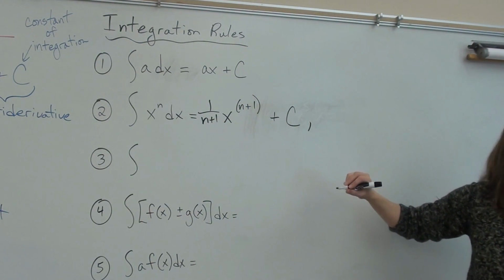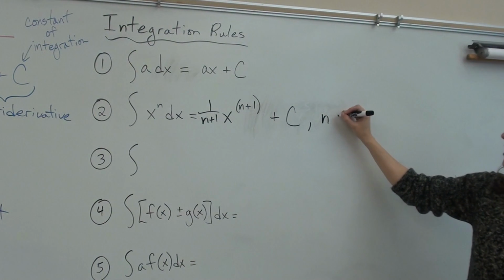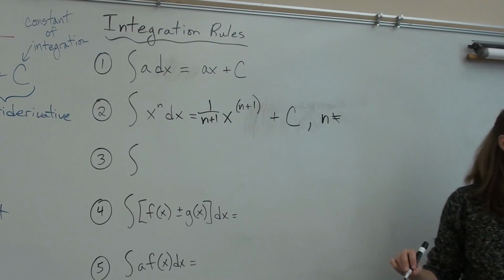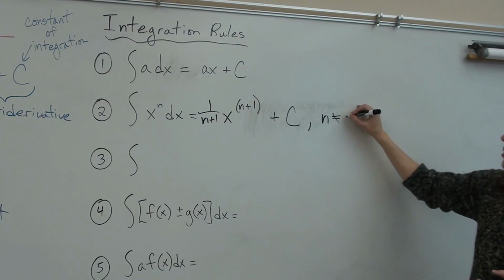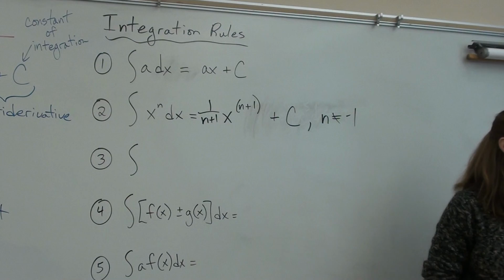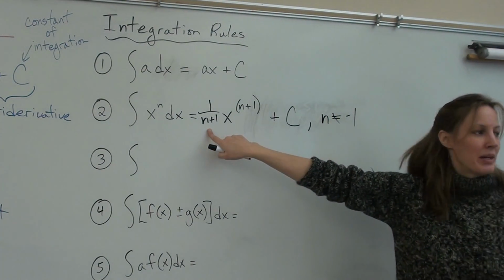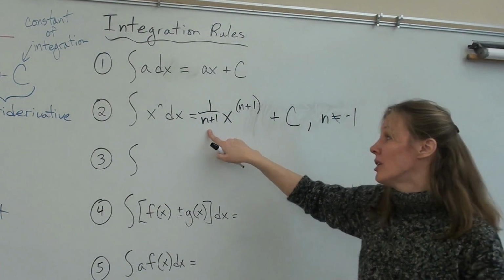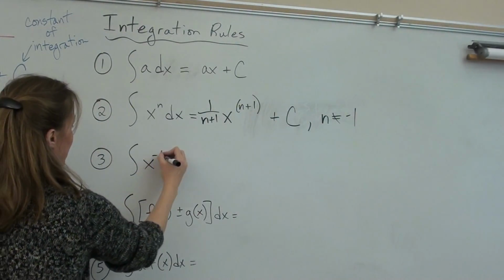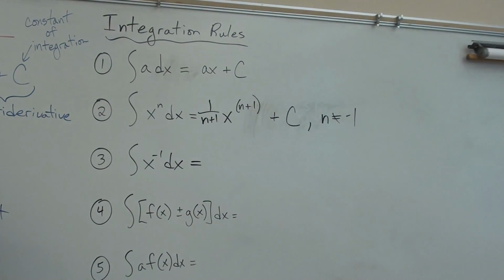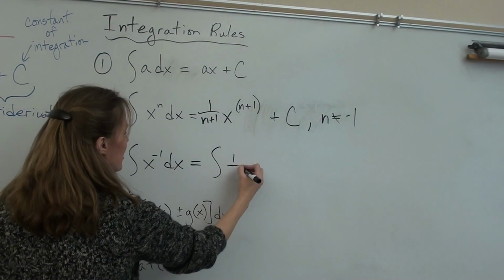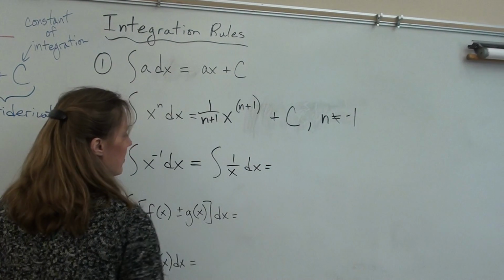Now there's a little warning with this. This works for every value of n except negative 1. Why not negative 1? Because you can't have 0 in the denominator; that would be dividing by 0. So now we need a rule for x to the negative first. You already know this. I'm going to give you a hint: x to the negative first is the same thing as 1 over x.